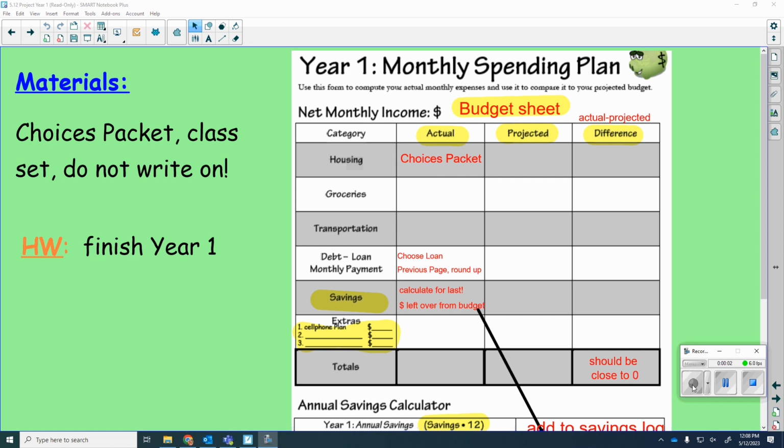Okay, first of all, the choices packet. Notice it's a green packet, and if that is a class set, please don't write on those. I have to use them every period. So they're not for you to write on. All right, if you'll turn to year 1, you can make some notes with me so that you make sure you do this correctly.